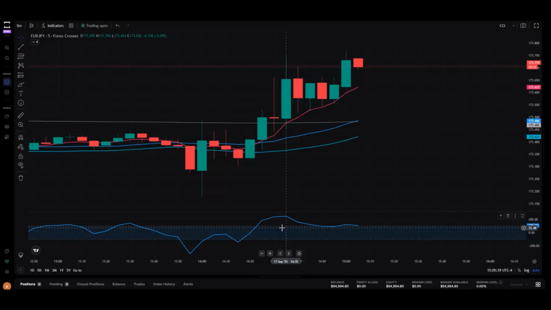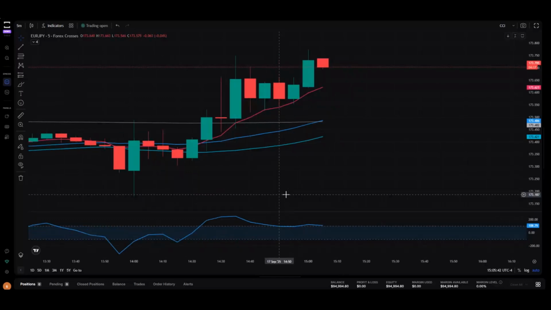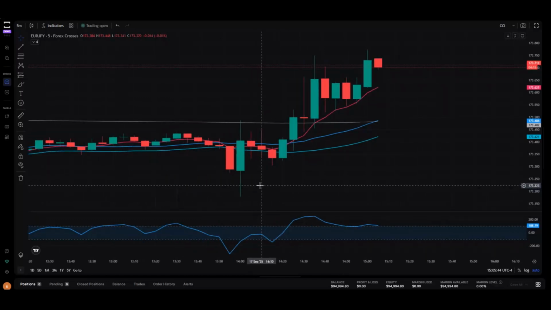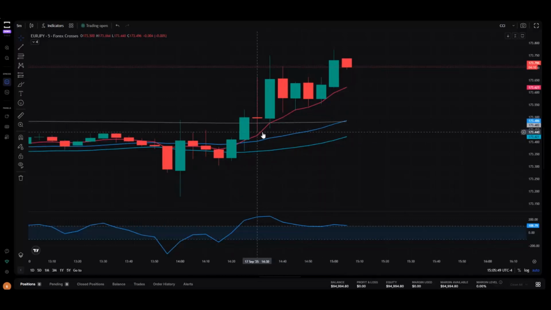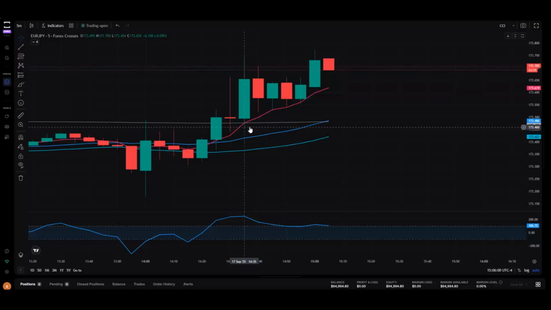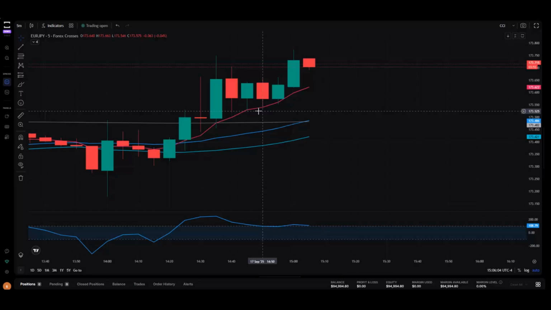All right. So the first thing that I want to point your attention to is the red line, which is the 8 period EMA. So the red line is the 8 period exponential moving average. This gives you the history of the past 8 candles. However, the EMA factors in the immediate price action as far as what is happening right now.